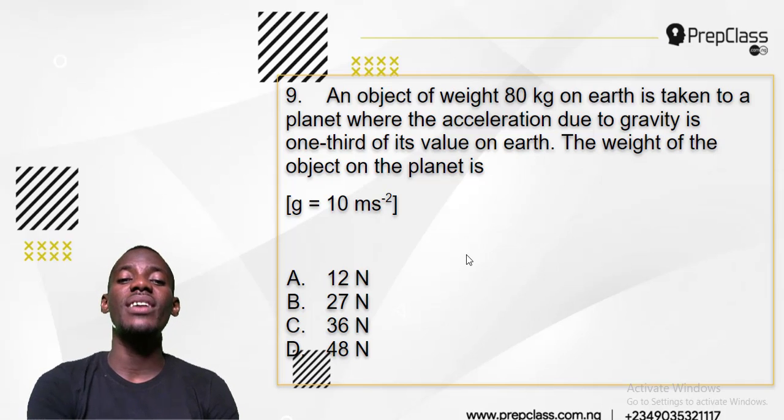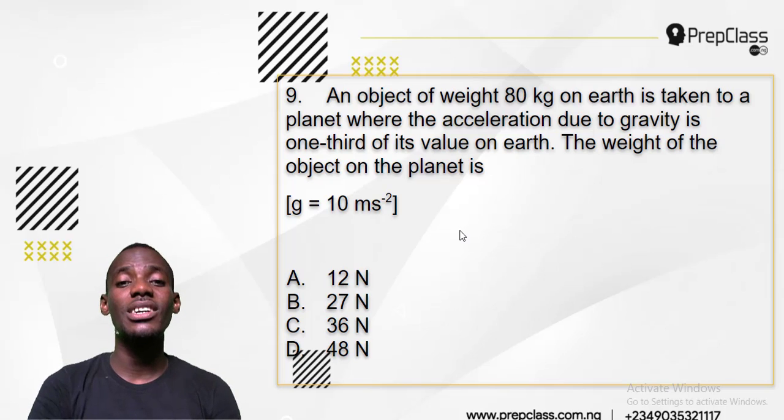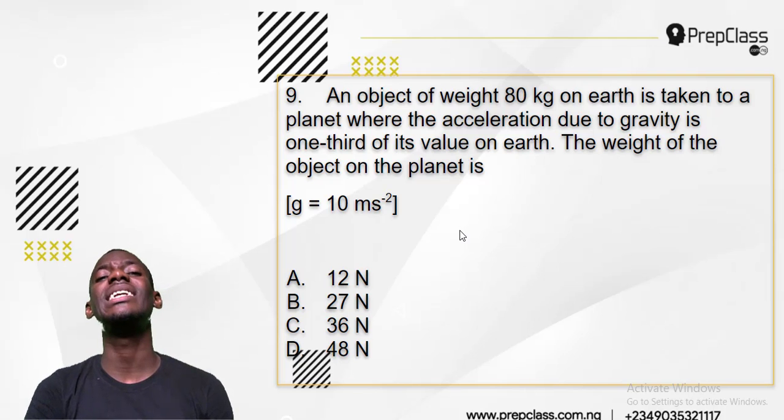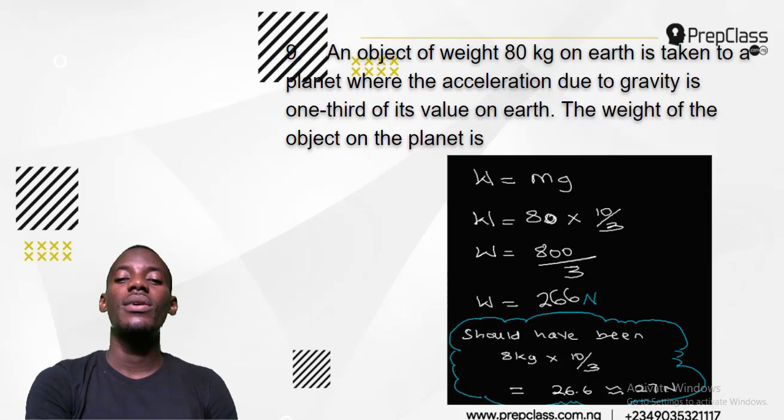Now, how can you find out? This is what to do. You know, weight has to do with acceleration due to gravity, right? But the object was moved from Earth to a different planet, where the gravity is 1/3 of the Earth's. That means 1/3 lesser than the Earth. So this is what to do.